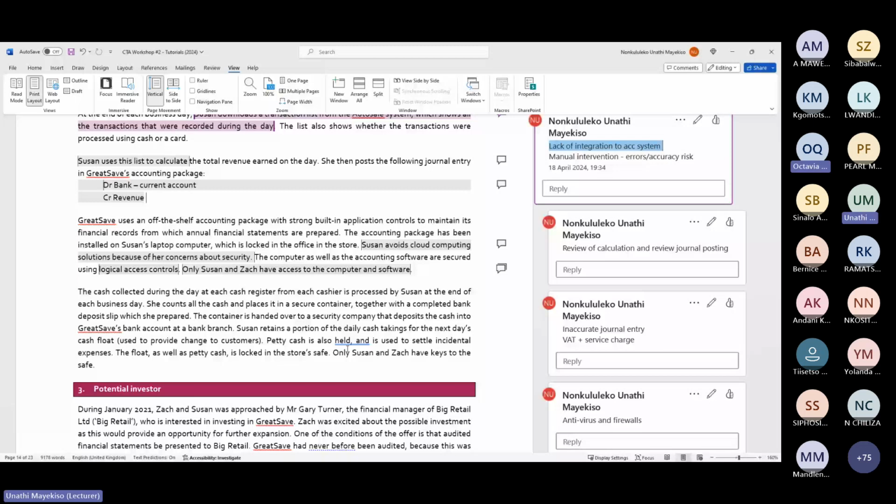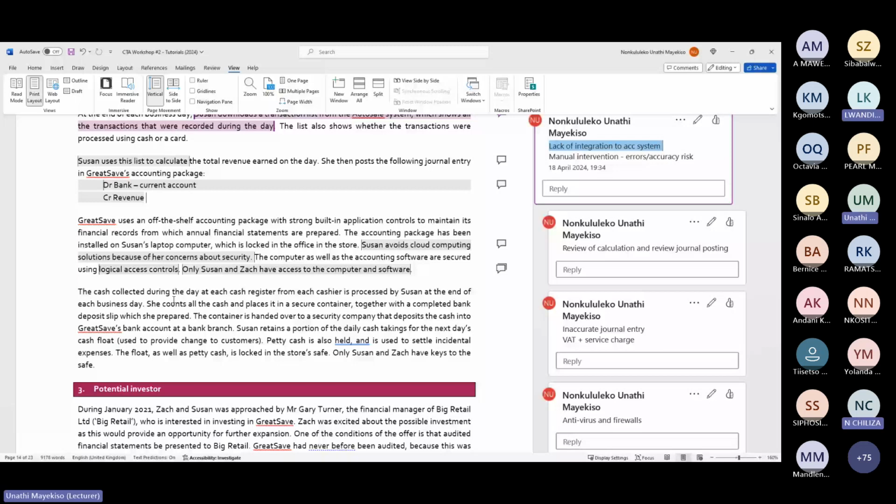We have issues with segregation of duties here. Yeah, the segregation of duties, right? Okay, we've mentioned it. I'm not going to type it up, but segregation of duties is an issue. Susan is performing incompatible functions, a lot of functions. Like this, yeah, it's ridiculous. Something else?